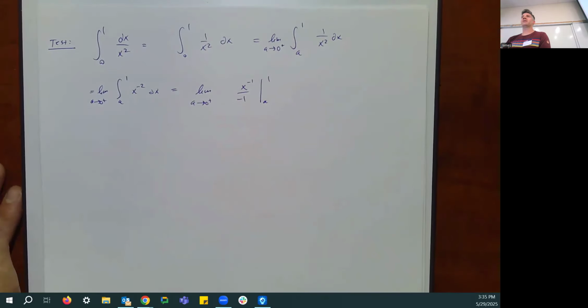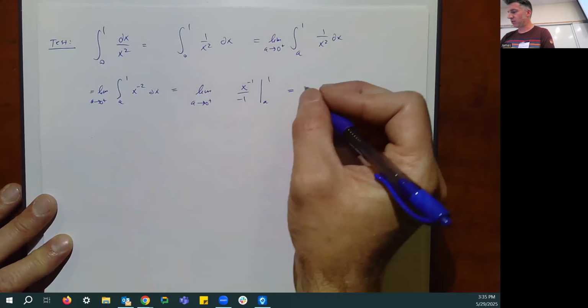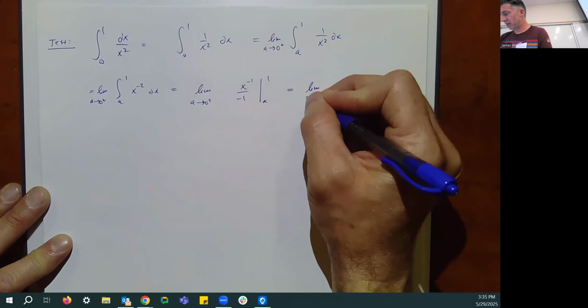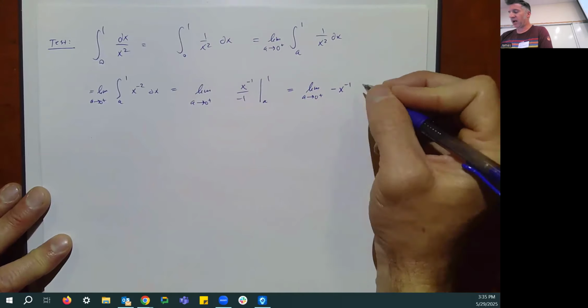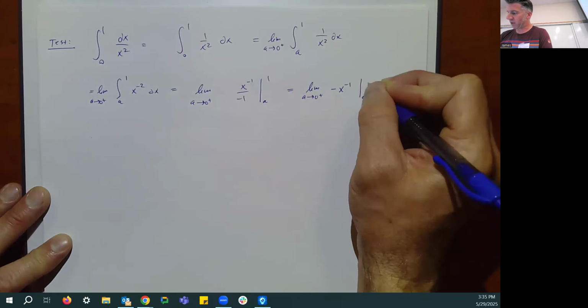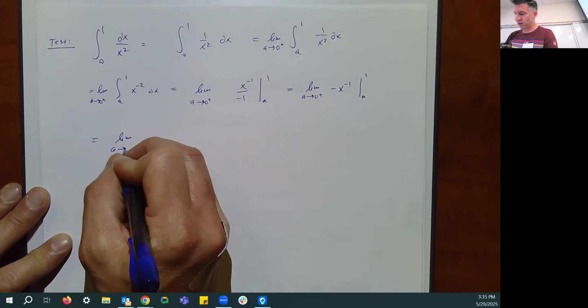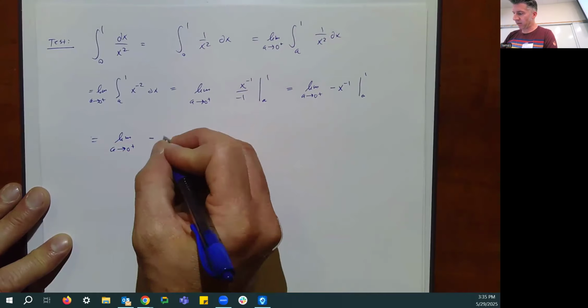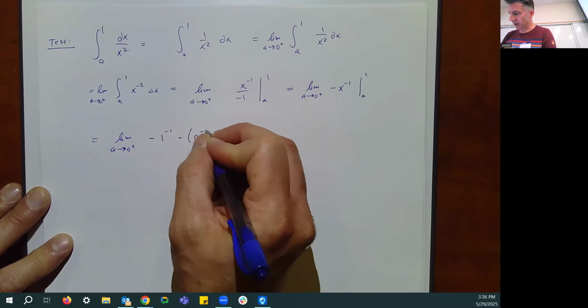Now, this is where it's easy to fool yourself into thinking this converges. If you write it like this, in fact, let me do one more thing. Let me write it as the limit as a approaches 0 from the right of negative x to the negative 1, because dividing by negative 1 is the same as multiplying by negative 1. And now if we plug in our limits of integration, we get the limit as a goes to 0 from the right of negative 1 to the negative 1 minus a to the negative 1.